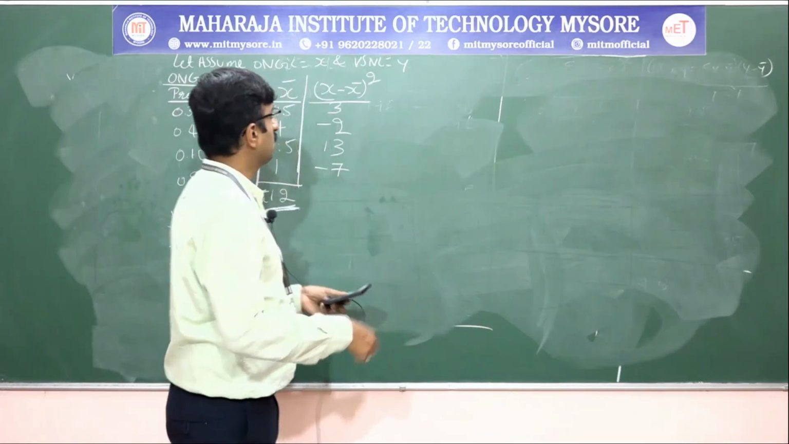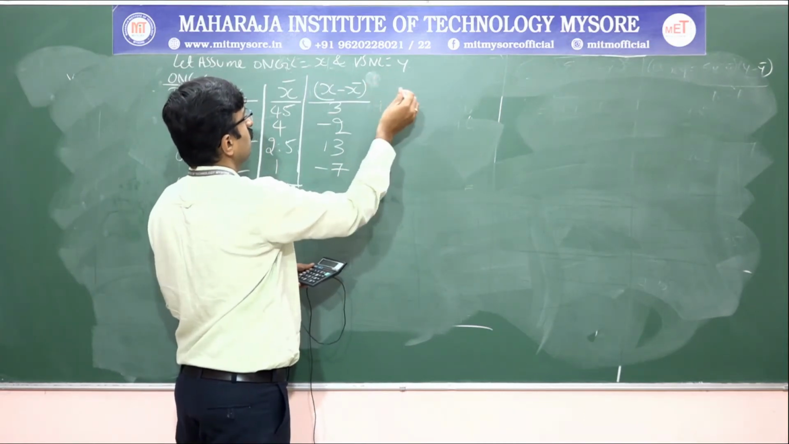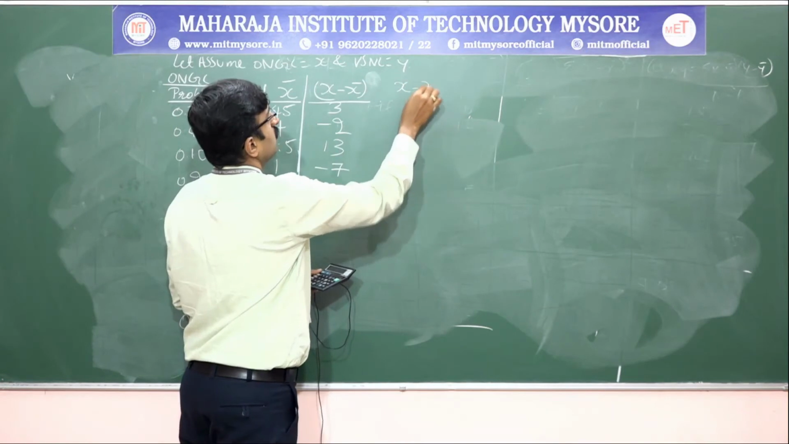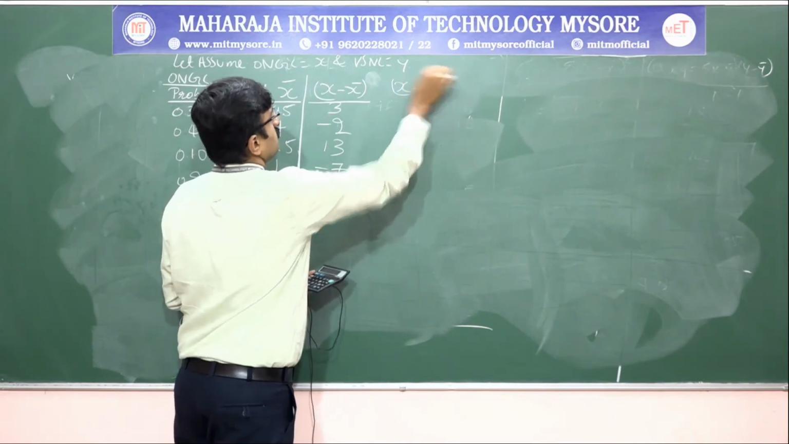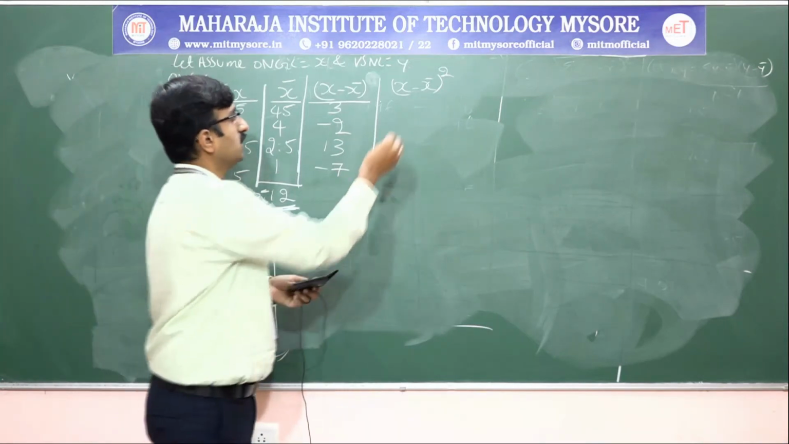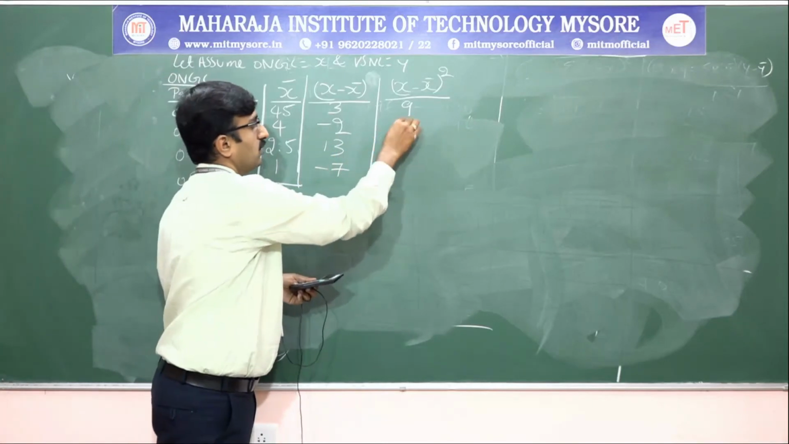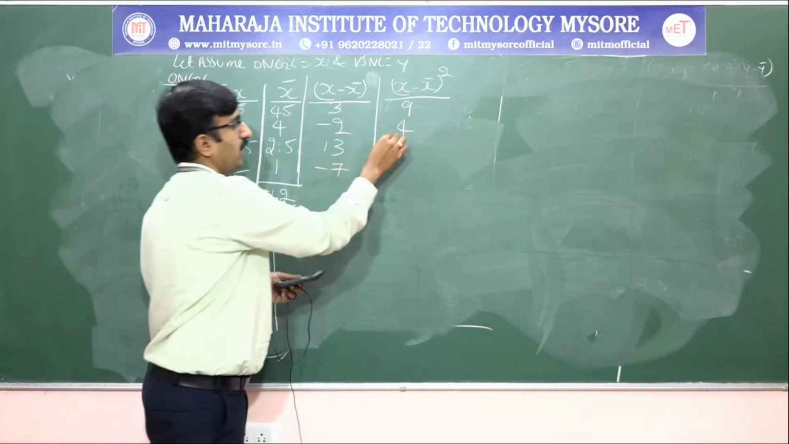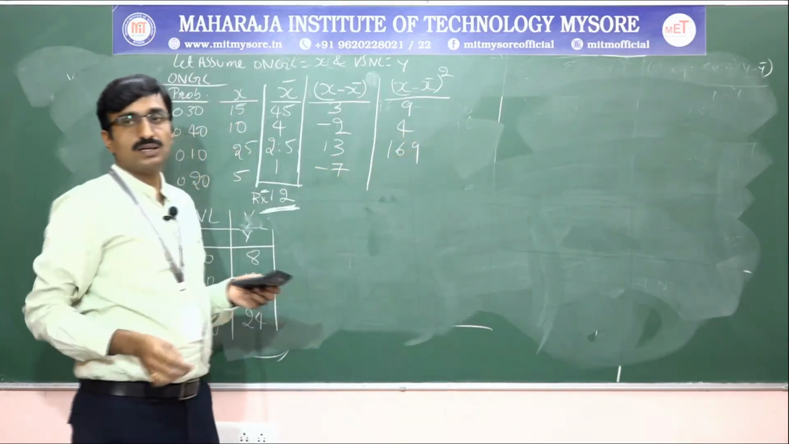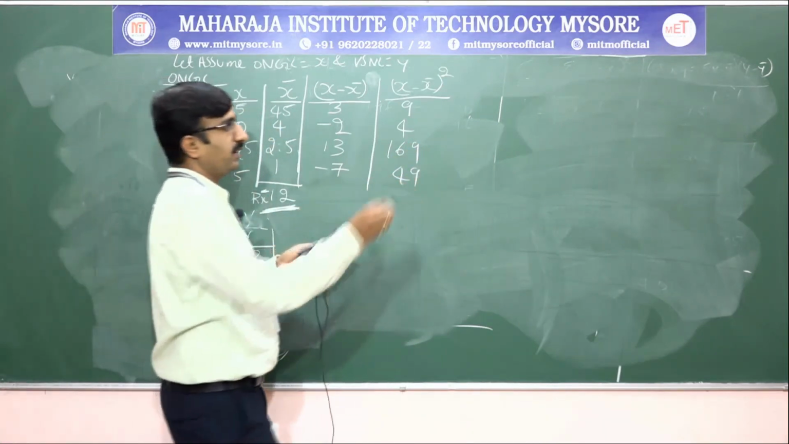Moving on from X minus X bar, next we are going to calculate X minus X bar whole square. So, 3 squared is 9. 2 squared, it is 4. 13 squared, it is 169. 7 squared, it is 49.